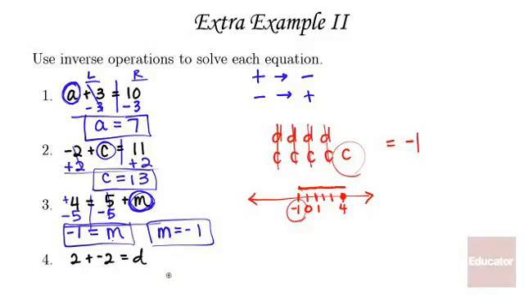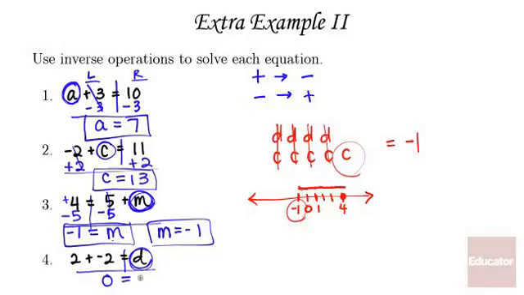And for this next one, okay, be careful here because the variable is here. The variable is already by itself, right? So there's no need to move anything over. There's no need to add, subtract, do any inverse operations. We can just go ahead and solve this. So 2 plus negative 2, if I have 2 of something, I take away 2. Okay, it's like having 2 apples and then eating 2 apples. You have 0 apples left.